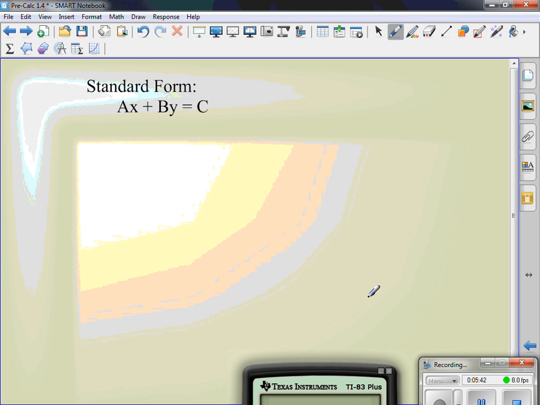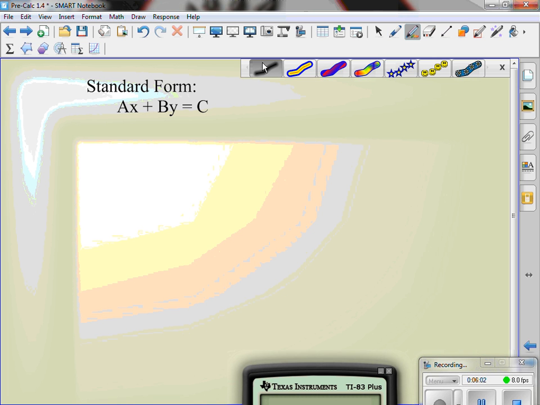Another one is standard form, ax plus by equals c. I can change any linear equation into standard form. Does anyone remember what standard form helps me find? Standard form will help me find the intercepts. If you remember, to find the x-intercept, what do you do? Make y 0. In other words, cover this up. The x-intercept is going to be c divided by a. To find the y-intercept, cover up the x, and it's c divided by b.